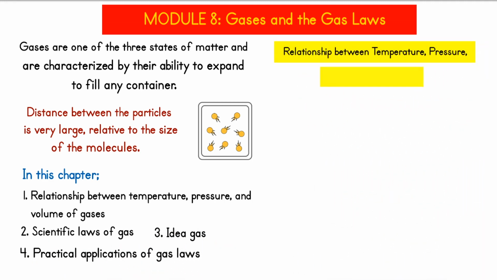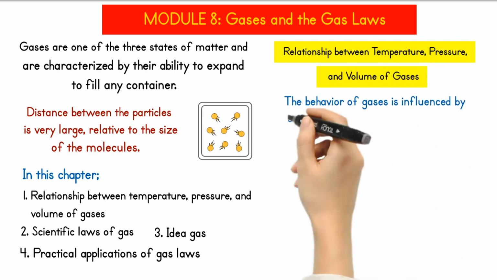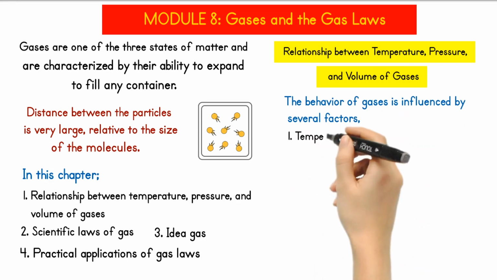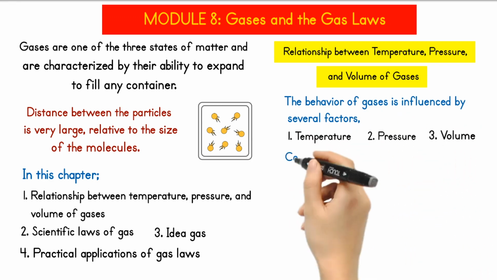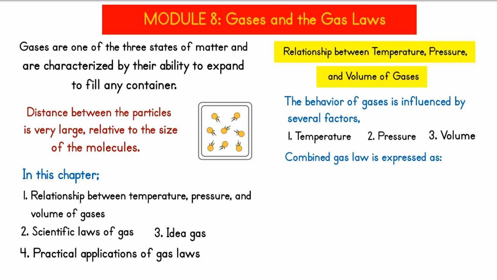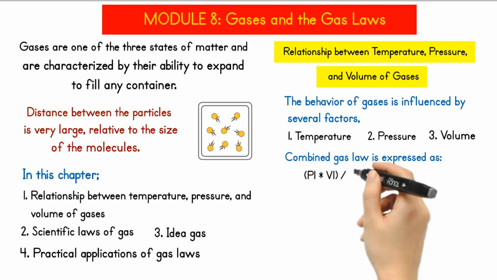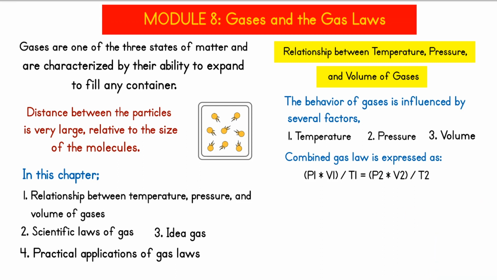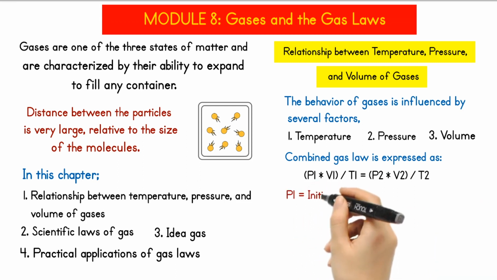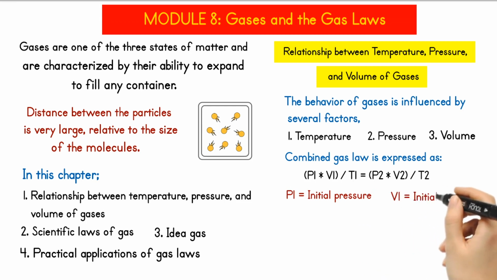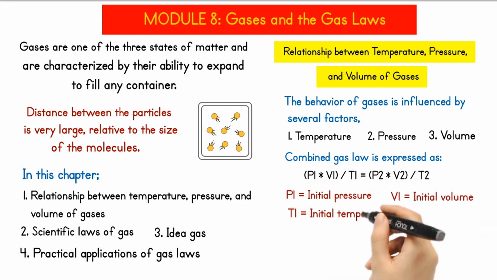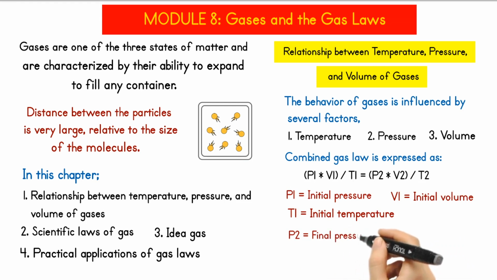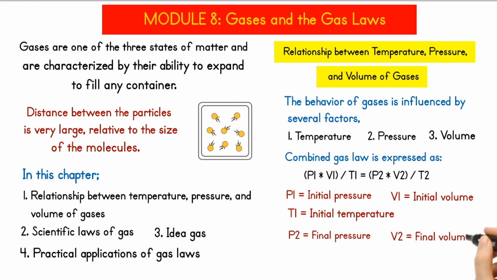Relationship between temperature, pressure, and volume of gases. The behavior of gases is influenced by several factors, including temperature, pressure, and volume. The combined gas law is expressed as P1 times V1 divided by T1 equals P2 times V2 divided by T2, where P1 is the initial pressure, V1 is the initial volume, T1 is the initial temperature, P2 is the final pressure, V2 is the final volume, and T2 is the final temperature.